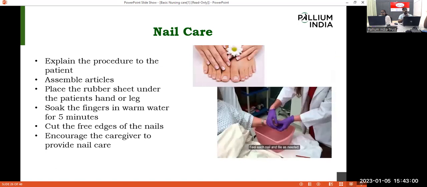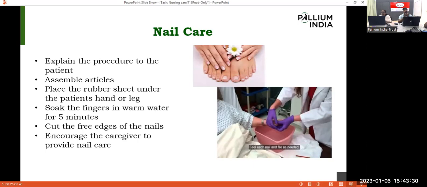Then another one, nail care. We need to explain the procedure to the patient. Every article we need to arrange at the bedside. Before doing the procedure, we need to place the rubber sheet under the patient's hand or leg, right or left, to avoid bed wetting. Then soak the fingers of the leg or hand.